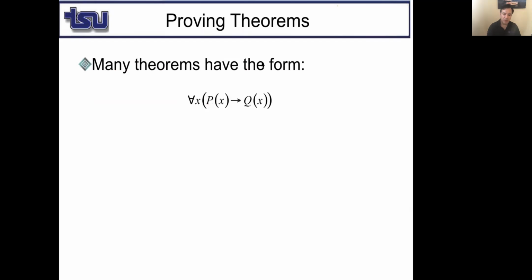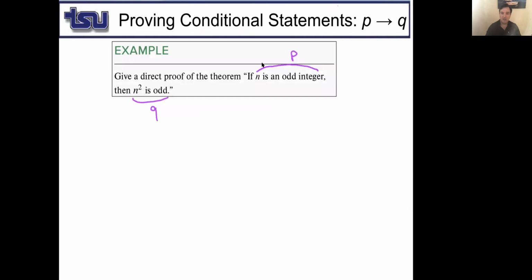Okay. So here is a simple example. Give a direct proof of the theorem. Here, this is P, this is Q. If n is an odd integer, then n squared is odd. Let's give a direct proof. In direct proof, we'll say that assume P is correct. That means n is an odd integer. If n is an odd integer, n can be written as 2k plus 1, right? Okay, how about n squared?